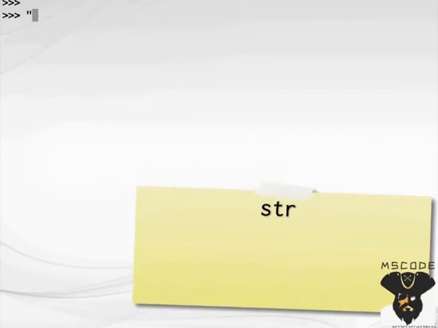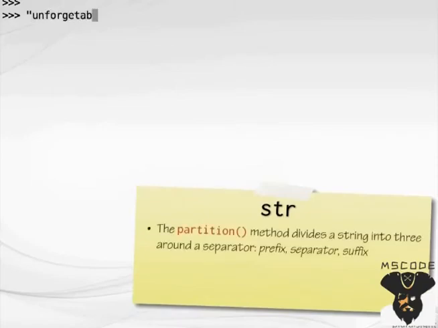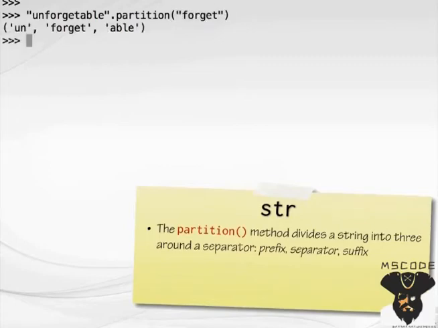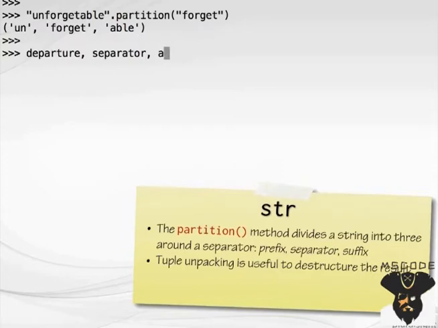Another very useful string method is partition, which divides a string into three sections: the part before the separator, the separator itself, and the part after the separator. Partition returns a tuple, so this is commonly used in conjunction with tuple unpacking. Here we separate the string London:Edinburgh into three by partitioning around the colon.